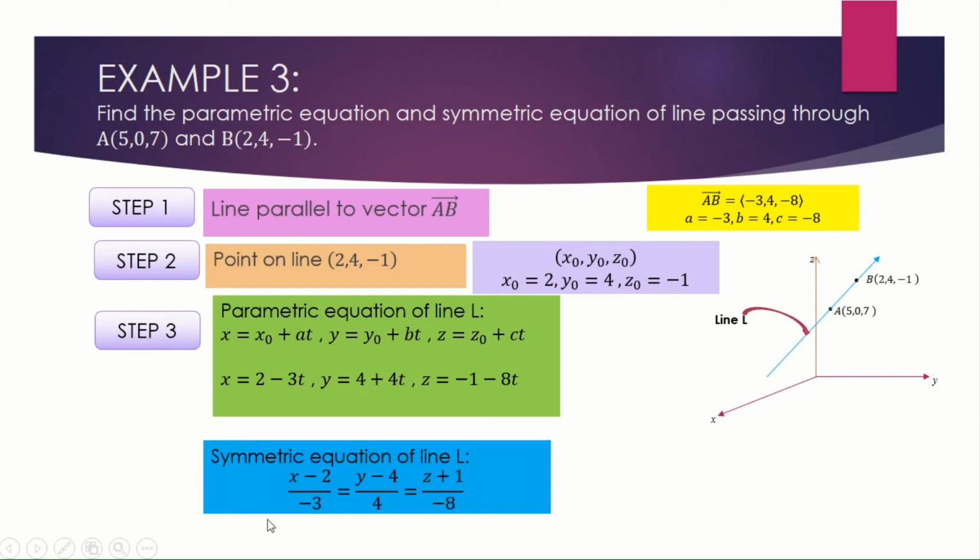And this is the symmetric equation, using x minus x naught divided by a is equal to y minus y naught divided by b is equal to z minus z naught divided by c.